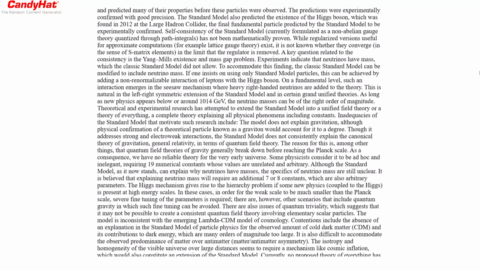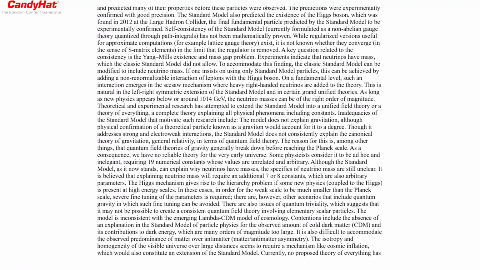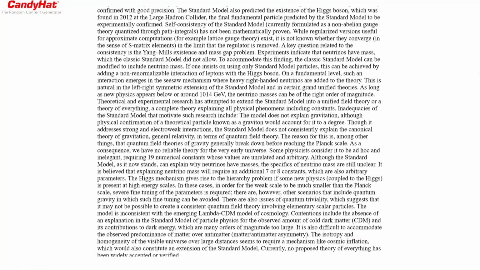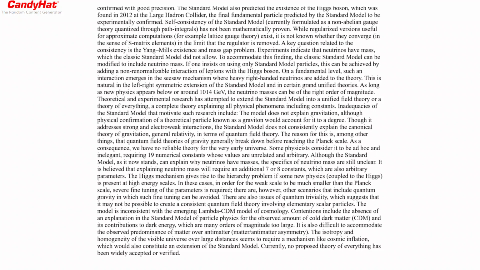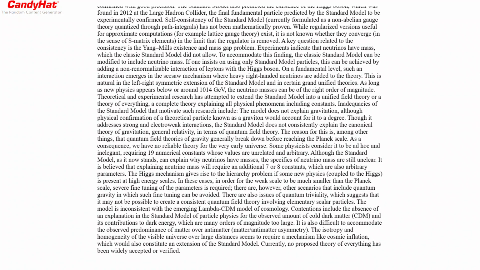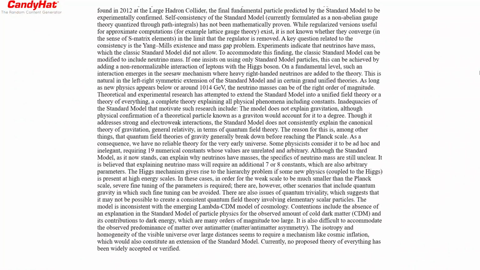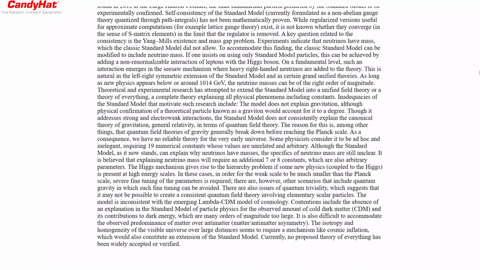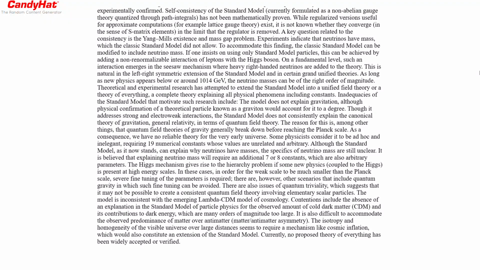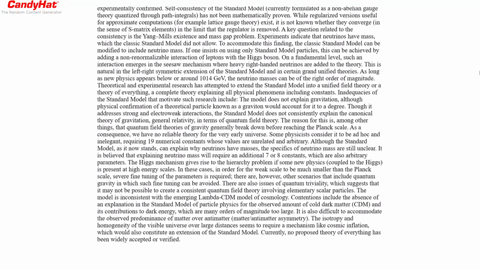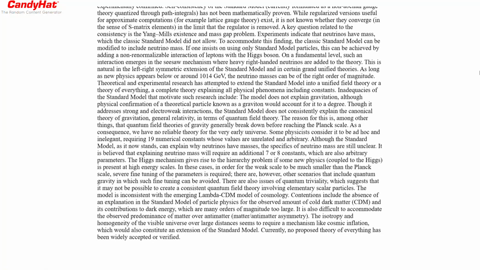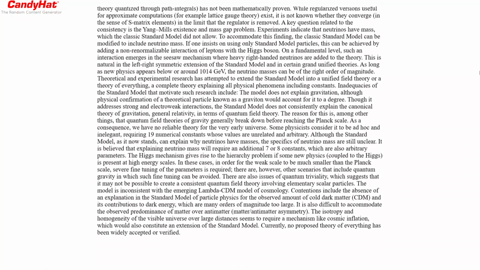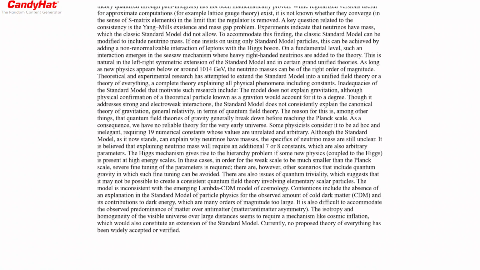Some physicists consider it to be ad hoc and inelegant, requiring 19 numerical constants whose values are unrelated and arbitrary. Although the Standard Model, as it now stands, can explain why neutrinos have masses, the specifics of neutrino mass are still unclear. It is believed that explaining neutrino mass will require an additional 7 or 8 constants, which are also arbitrary parameters. The Higgs mechanism gives rise to the hierarchy problem if some new physics, coupled to the Higgs, is present at high energy scales.